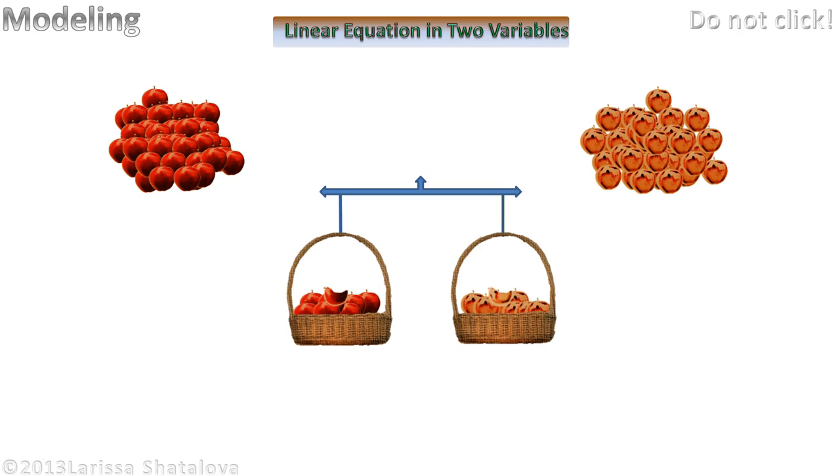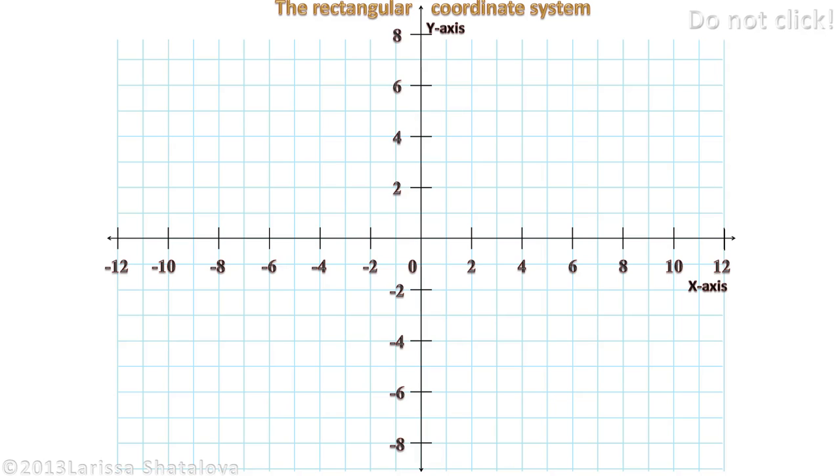For the left baskets and for the right baskets, let's use blocks, and X represents red apples and Y represents golden apples. As you see, the number of red apples equals exactly the number of golden apples. X equals Y is a linear equation in two variables because we have X, the first variable, and Y, the second variable.